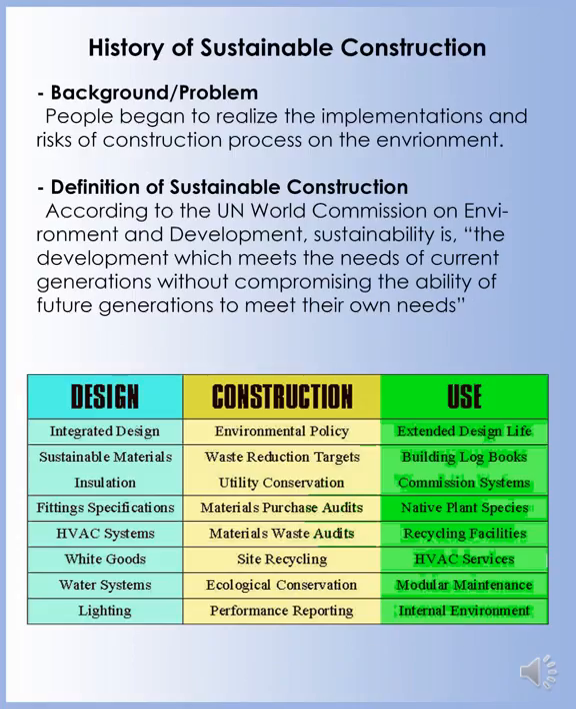We will now discuss the method of sustainable construction. The problem that sustainable construction sought to tackle was the negative impacts of construction processes on the environment. According to the UN World Commission, sustainability is the development which meets the needs of current generations without compromising the ability of future generations to meet their own needs. In construction, this would mean enforcing environmental policies, targeting methods that produce waste and reduce the output, utility conservation, audits for purchasing materials, and recycling the site, etc.